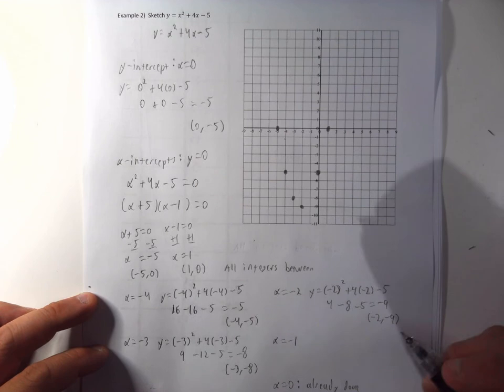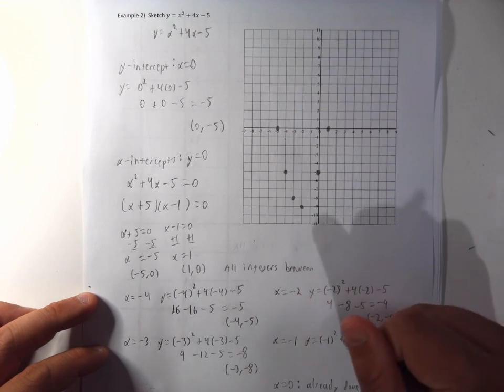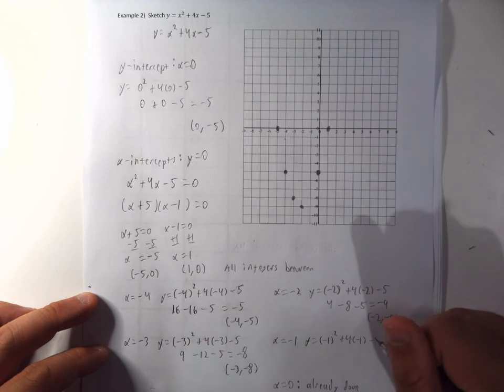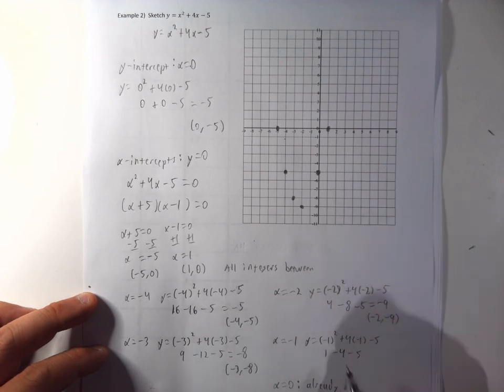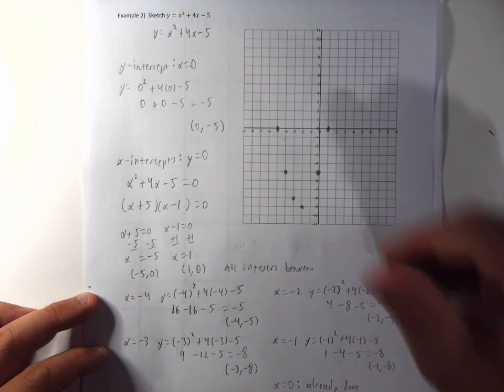X equals negative 1. Y equals negative 1 squared plus 4 times negative 1 minus 5. 1 minus 4 minus 5. Negative 3 minus 5 is negative 8. I have negative 1, negative 8.